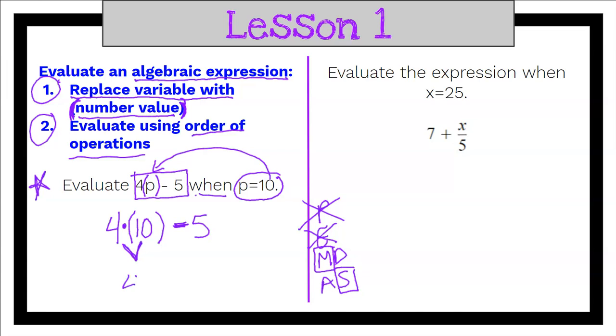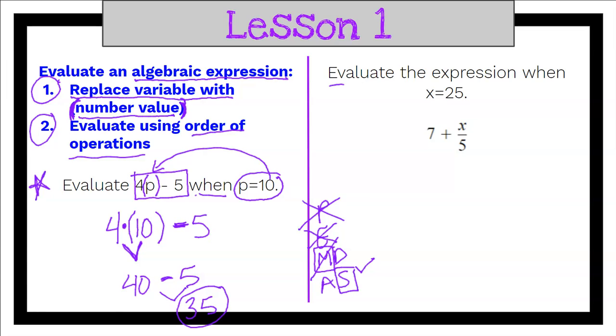4 times 10 is 40. Minus 5. We did that multiplication. Now we can do that subtraction. 40 minus 5 is 35. So 35 would be the value of that expression when p equals 10.